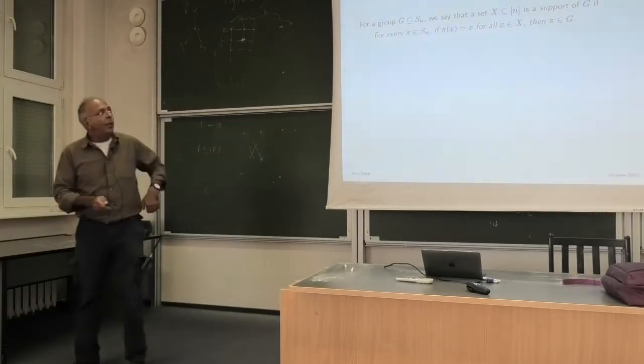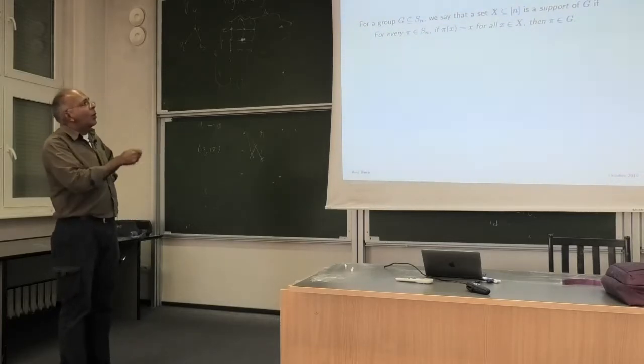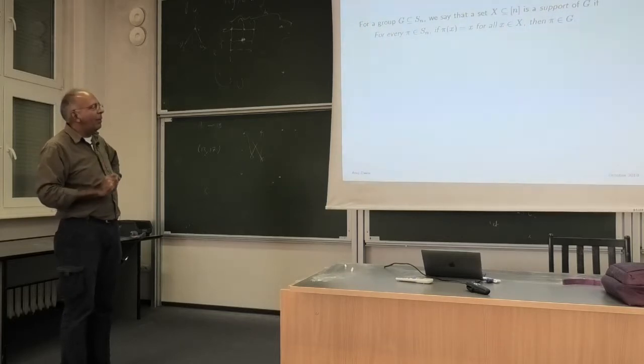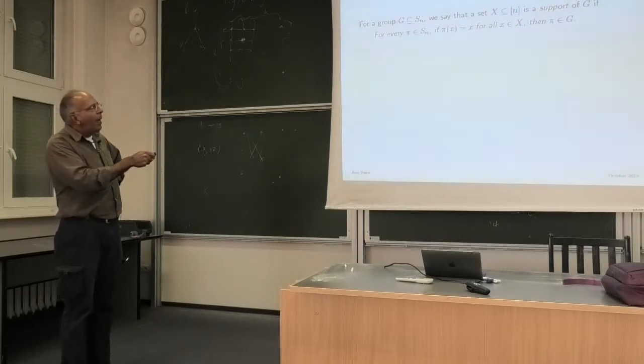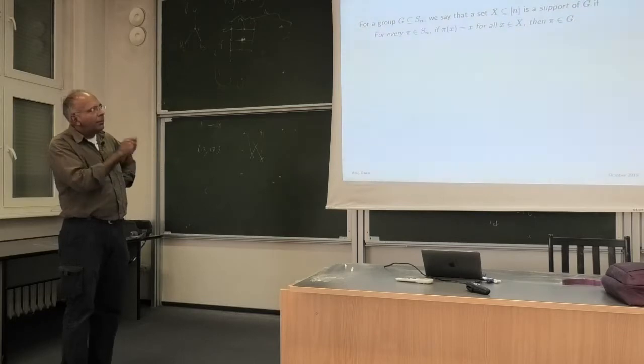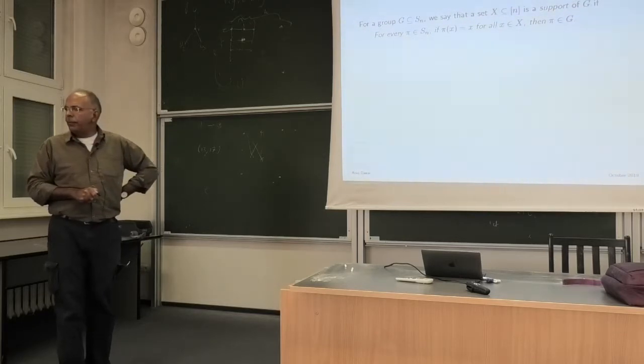So now, I define a notion that I call the support. Support has other meanings in the context of permutation group theory, and this may be a bad choice of word, but there was a reason for it. There's some prior history here. But we have a group G. We say a subset X of n is a support if any permutation that fixes all of X is in G. Okay?